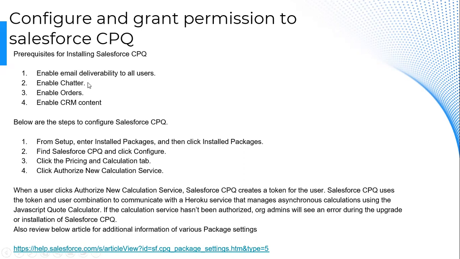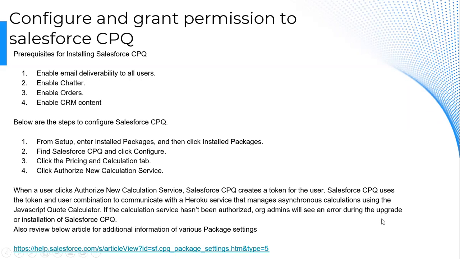One thing to keep in mind: when a user clicks Authorize New Calculation Services, Salesforce CPQ creates a token for that particular user. Salesforce CPQ uses the token and user combination to communicate with the Heroku service that manages asynchronous calculation using the JavaScript code calculator. If the calculation service has not been authorized, the org admin will see an error during the upgrade or installation of Salesforce CPQ.